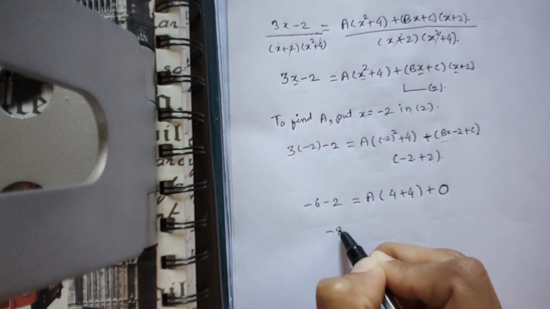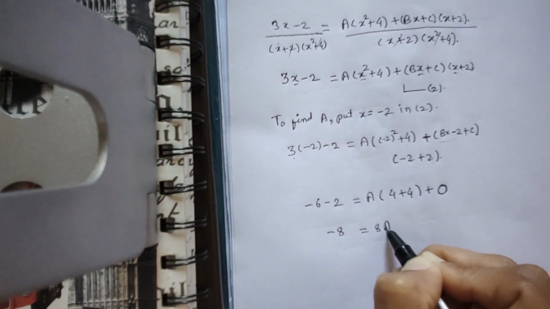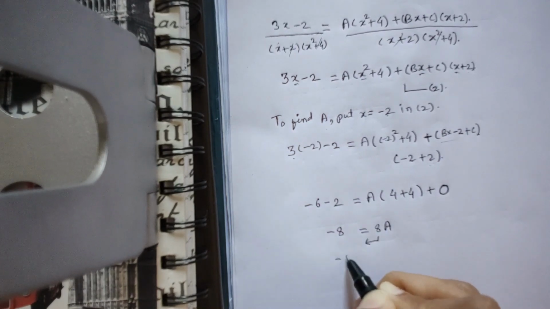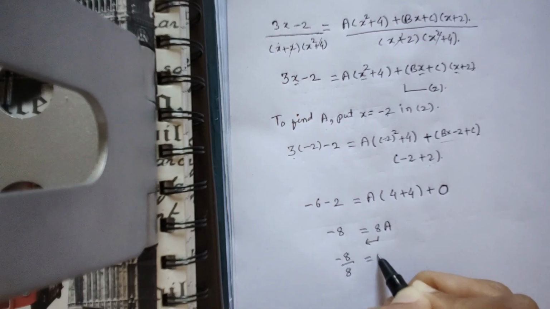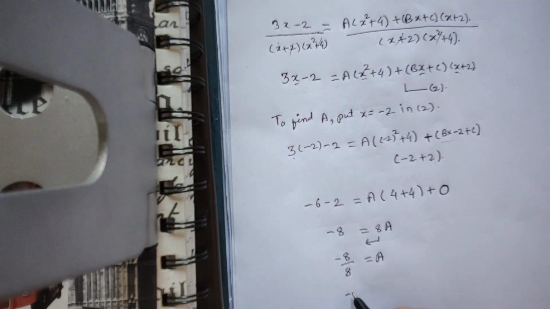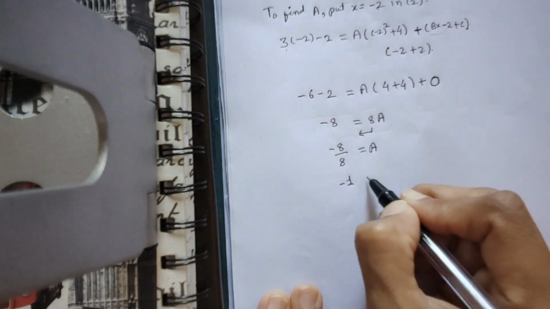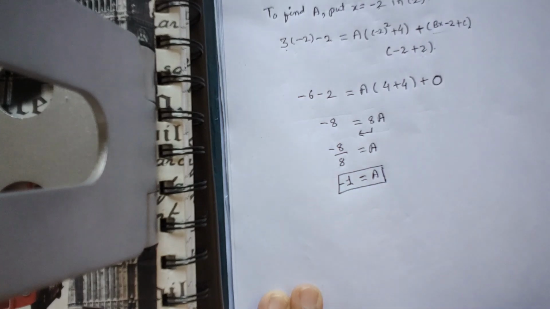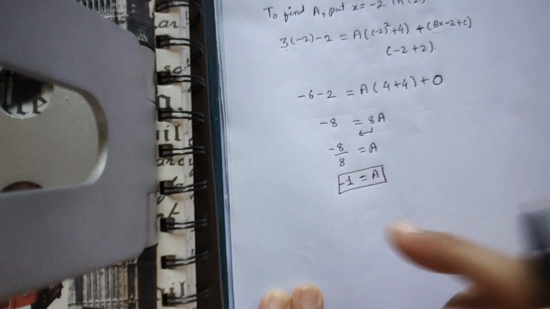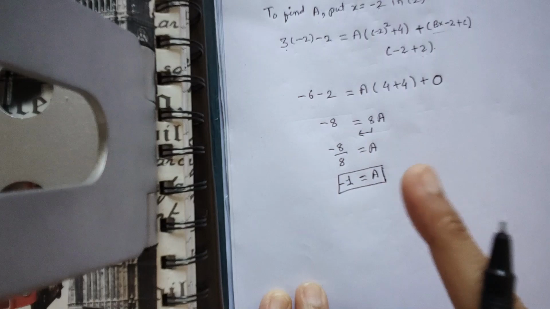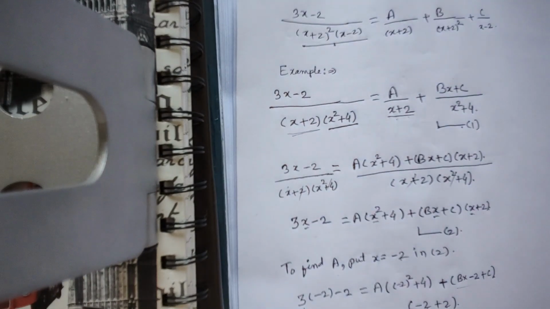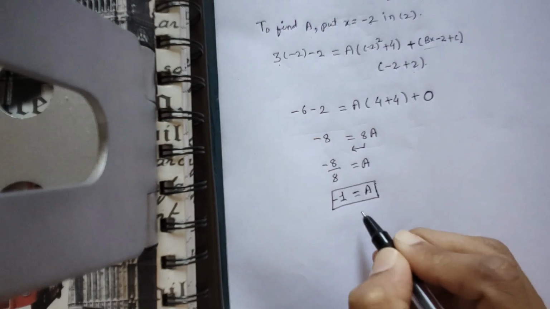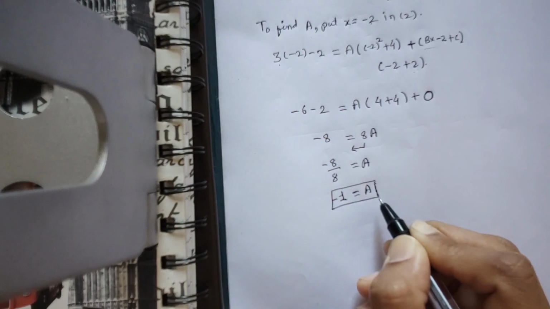So minus 8 equal to 8a. Shift this 8 to this side, so it will become 8 upon 8. So minus 1 equal to a. Okay, alright. So that's how we find our first constant a.